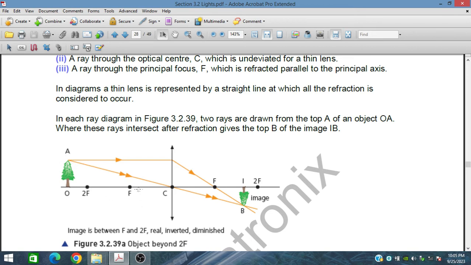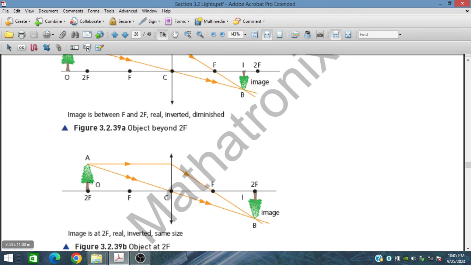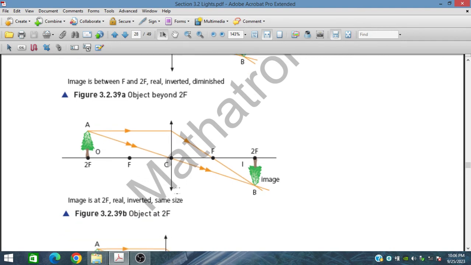So the location is between f and 2f if the object is placed beyond 2f. So this is the first case, and the second one is at 2f. If the object is at 2f, the image will be formed at 2f. It is inverted and the same size. This size and this size are the same. An inverted image is formed, same size, at 2f on the other side, inverted and real.